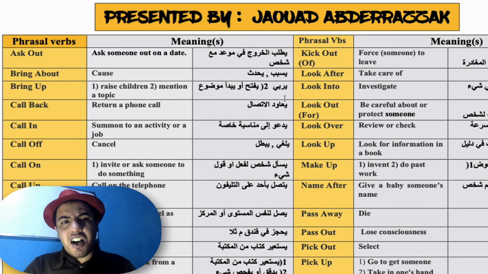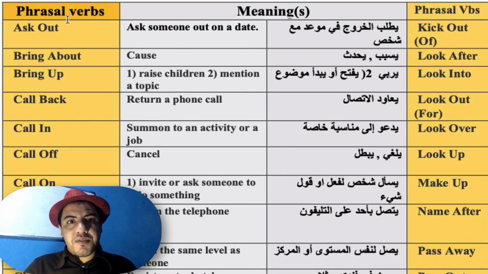So here we have just a few. There are a lot of phrasal verbs, so I tried just to pick up some of the most common phrasal verbs, right? So here we have the phrasal verb, and we have the meaning in English, and we have the meaning in Arabic. And you need to memorize.